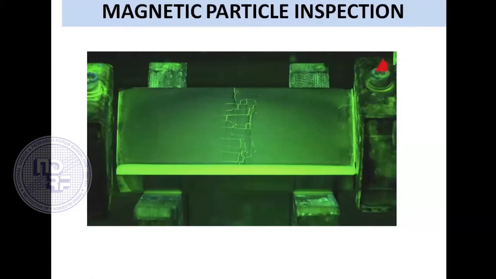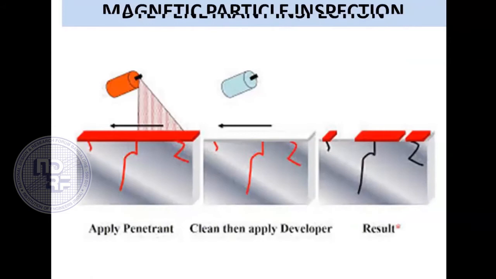This is a special type of magnaflux, called the fluorescent magnetic particle inspection, where the fluid used is a fluorescent material, and the defects can be seen using a special ultraviolet light. Next, what we see here is the dye penetrant example.